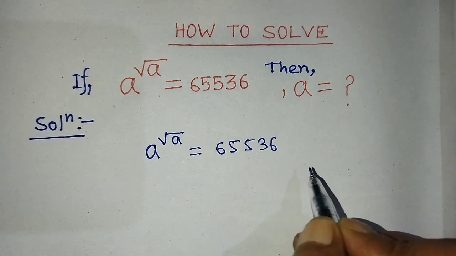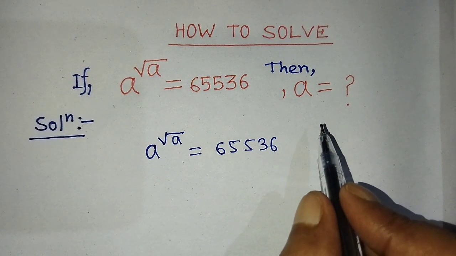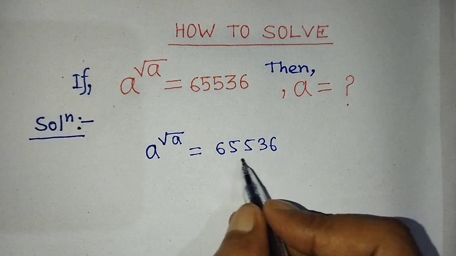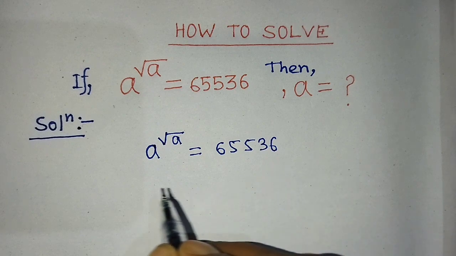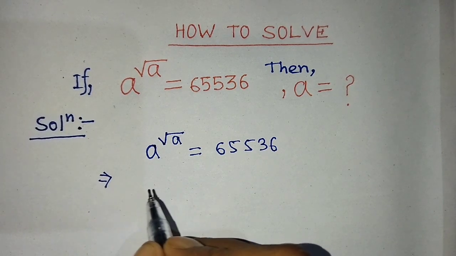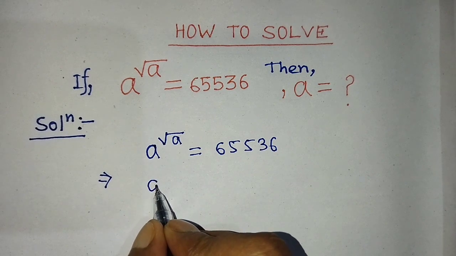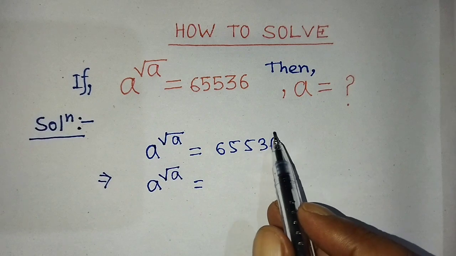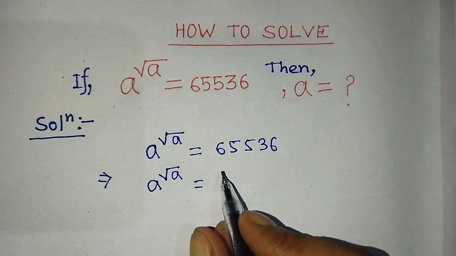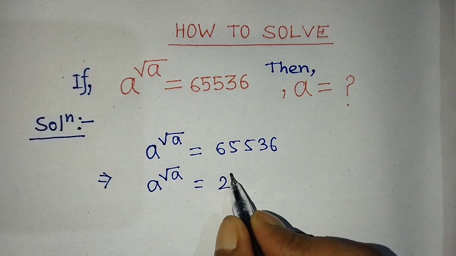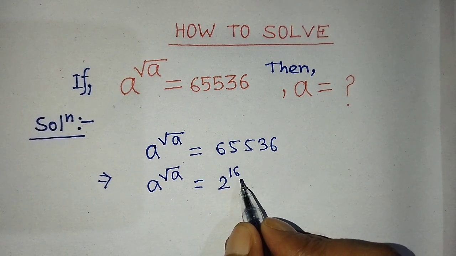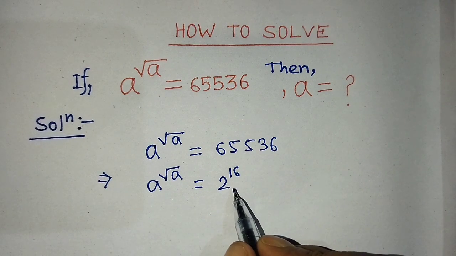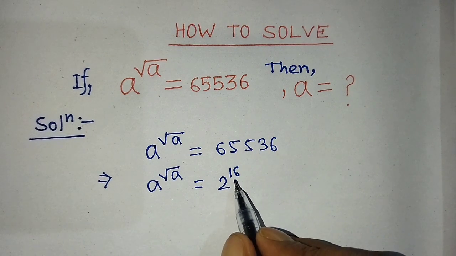65,536. So student, to find the value of a from this exponential equation, first of all we have to write this number in exponential form. Okay, so that's why on the left hand side again we have to write a to the power root over of a is equal to, if you convert this number in exponential form, we have to write 2 to the power 16. Okay student, so 2 to the power 16 is the exponential form of this number.